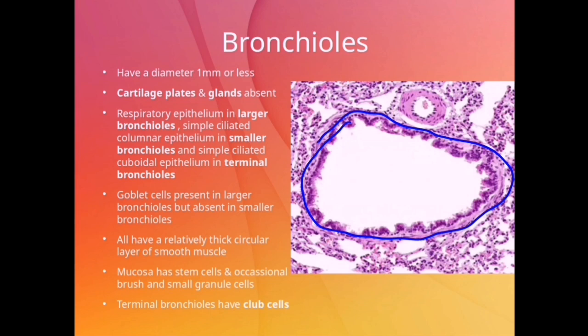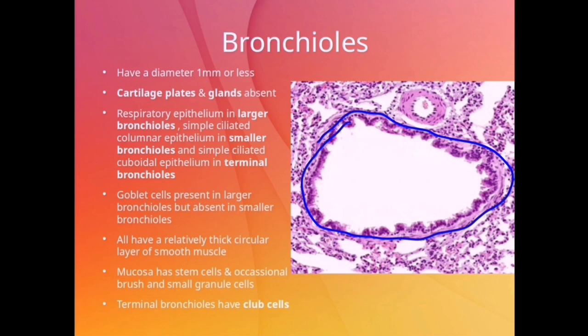And then for the goblet cells, we mainly find them in the larger bronchioles, but in smaller bronchioles, they are absent. So you will see that mucus production within the bronchioles is becoming limited and it totally becomes absent at the level of the smaller bronchioles because the diameter of these is now too small. So presence of mucus within these small bronchioles can actually clog the bronchioles, restricting airflow. Within the epithelium of these bronchioles, we find stem cells and occasional brush cells and small granule cells.